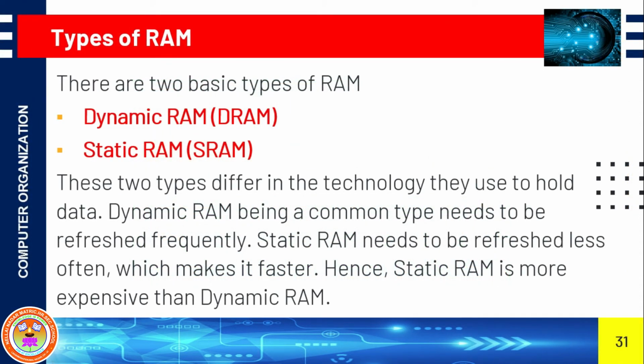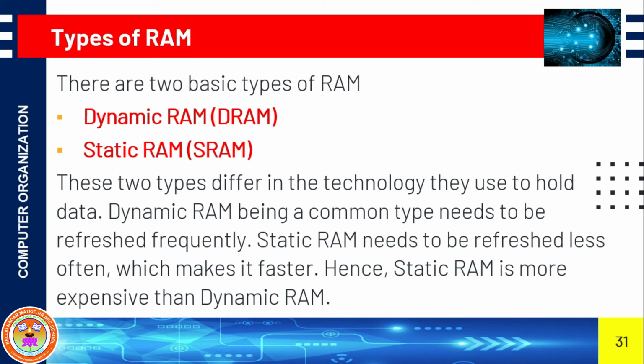So what are the types of RAM? There are two different types of RAM. One is dynamic RAM, another is static RAM. Dynamic RAM we call DRAM, and static RAM we call SRAM. These two types of RAM are based on the technologies used to hold the data. Dynamic RAM, being the common type, needs to be refreshed frequently, whereas static RAM needs to be refreshed less, which makes it faster. Hence, static RAM is more expensive than dynamic RAM. What is the difference between these two? In static RAM the data is held in a constant manner. In dynamic RAM the data is not held in a constant manner; dynamically it will change. That's why static RAM is more expensive than dynamic RAM.